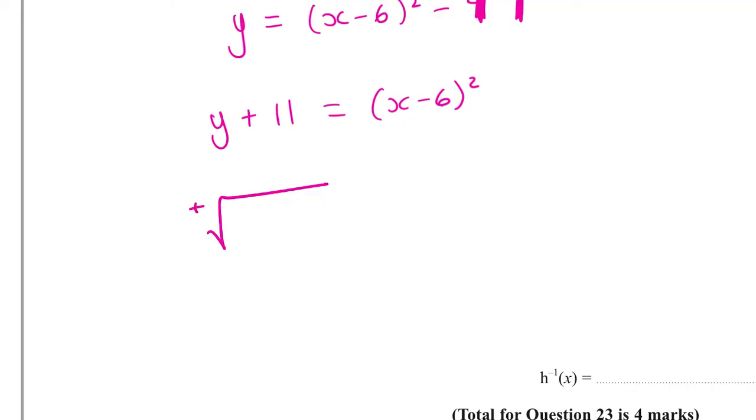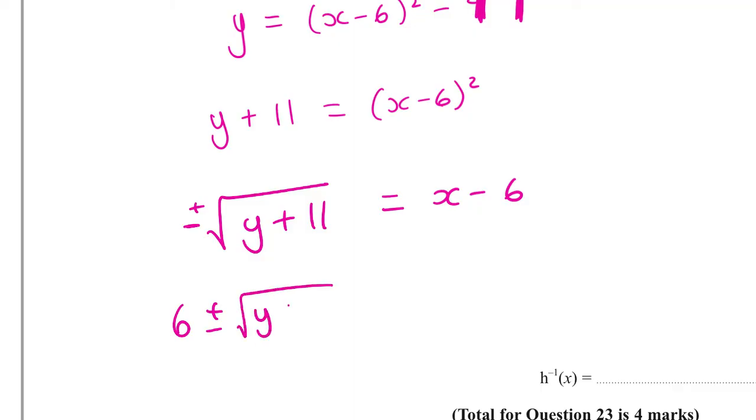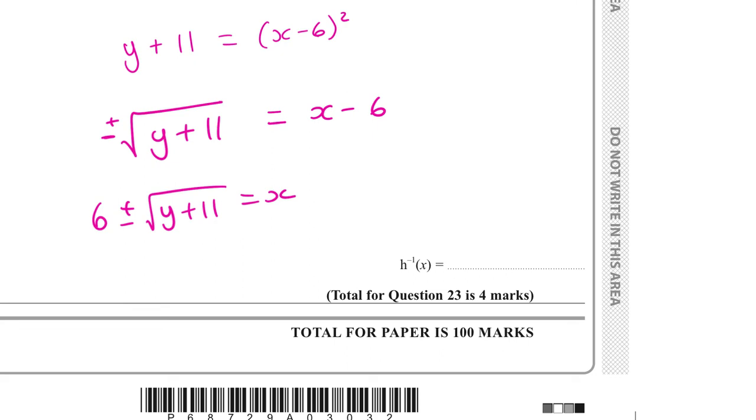Plus or minus the square root of y plus 11 equals x minus 6. Now what do I do? Plus 6. I want a plus 6. I want x equals. So I'm going to get 6 plus or minus the square root of y plus 11 equals x. Okay, now the last bit, because we need to write it in terms of x again, is I write x instead of y. So the inverse is 6 plus or minus the square root of x plus 11.